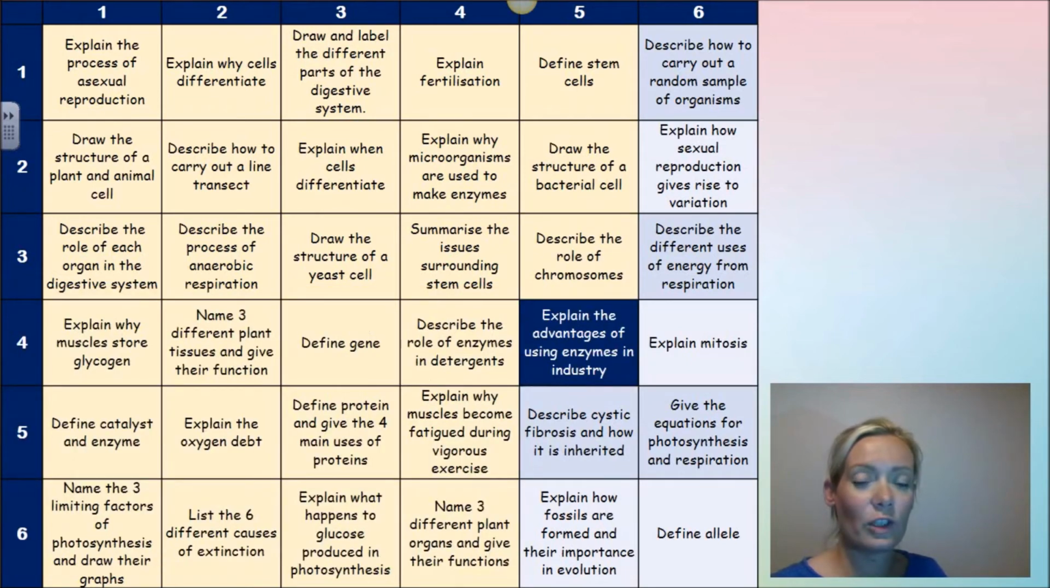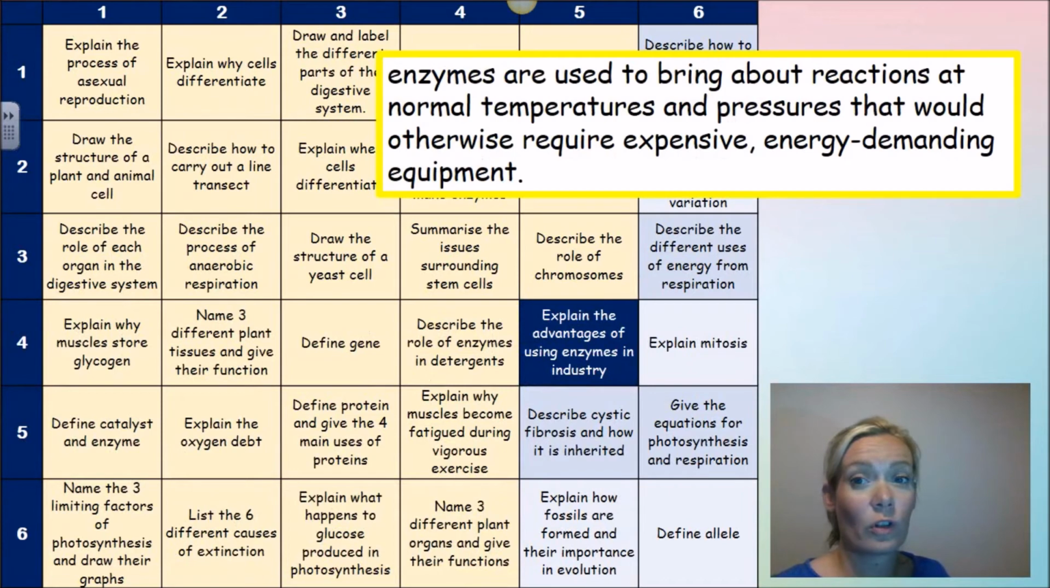Okay, explain the advantages of using enzymes in industry. Again, we've touched on this briefly as well. Enzymes are used to bring about reactions at normal temperatures and pressures, and if we didn't have them, it would be quite expensive because we either have to increase the temperature or increase the pressure, all things that would cost us money. We might also have to get energy demanding equipment, which is more expensive. So effectively what we're doing is using it to lower the cost to the person producing it, and therefore lower the cost for the consumer. Okay, but the idea is that it's normal pressures, normal temperatures if we're using an enzyme.